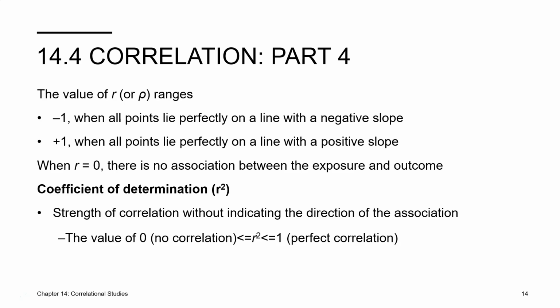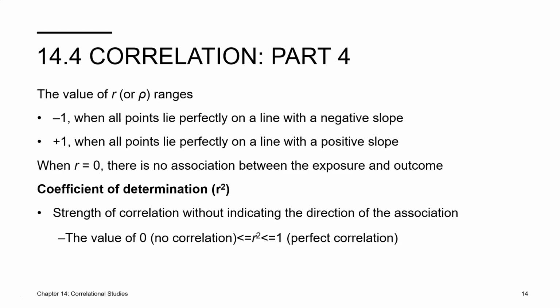A -1 is when all the points lie directly on a line with a negative slope, and a +1 is when all the points lie perfectly on a line with a positive slope. When the rho equals 0, there is no association between the exposure and the outcome.